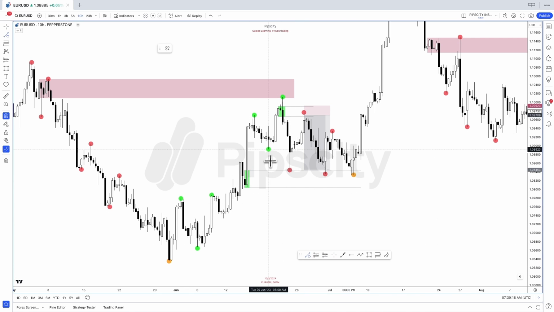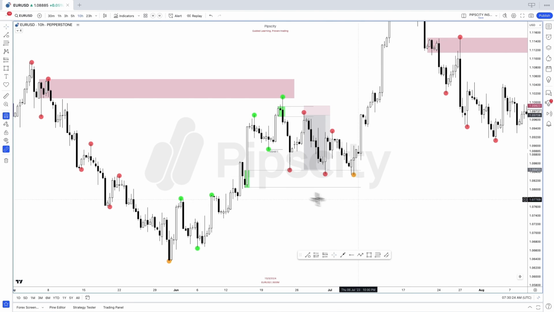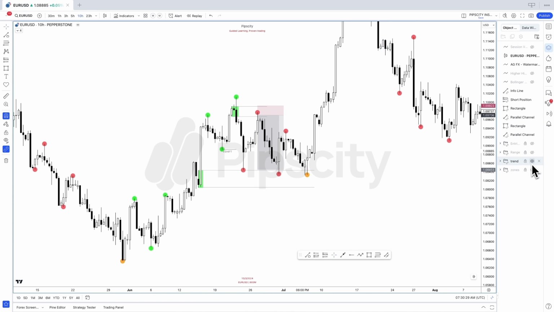Now, one of the reasons why is because you do see a shift here, right? You do see the market created a shift at this level, right? Let me just turn the zones off for a minute, then the trend. So the market created a shift at that level.